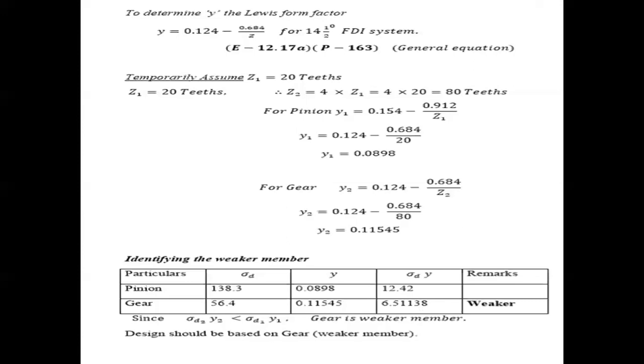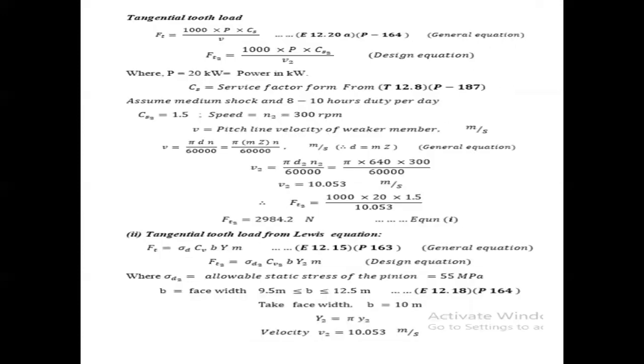The design should be based on the weaker member. The thing already you know. So what we have to conclude is design should be based on the weaker member. That is the gear here, that means 2. Okay, that's the first step completed.